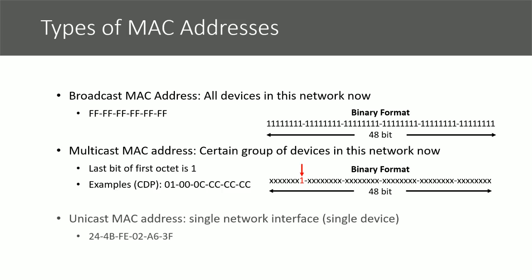The third type of MAC address is unicast MAC address, which identifies a single network interface or single device in the network. This is the MAC address for any device connected to the network. So any PC, any laptop, or any phone connected to the network should have a unicast MAC address to identify this device. This is an example of a MAC address, and we will see more examples in the coming slides and in the coming videos in this course.